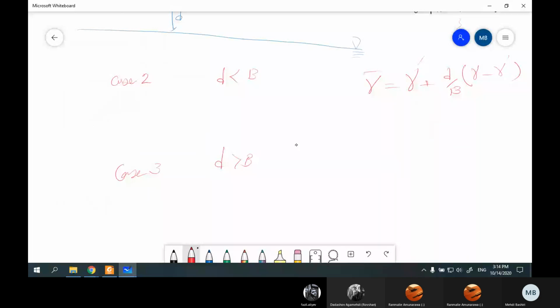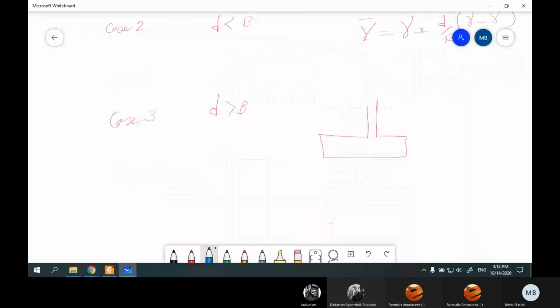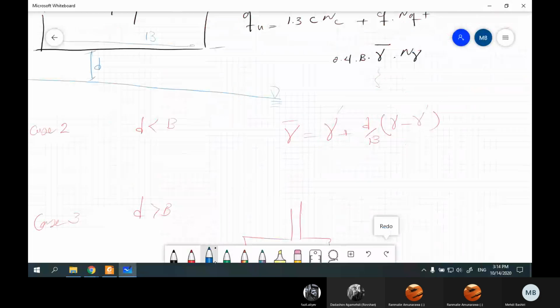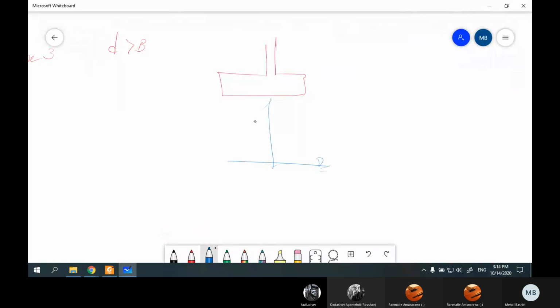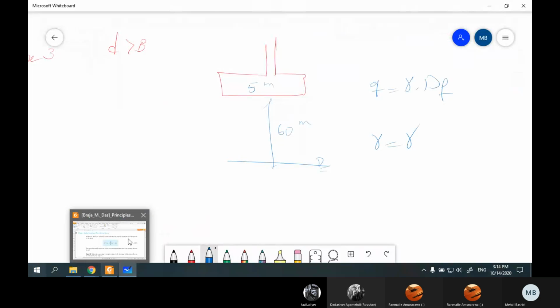As I said, for example, this is our foundation, and this is the ground level. Sorry, this is the water table. B is, for example, 5 meters. This distance is 60 meters. It's obvious that this water has no effect on the foundation's behavior. So in this case, q is gamma Df and gamma bar is equal to gamma. Okay. Any problem? Any question?